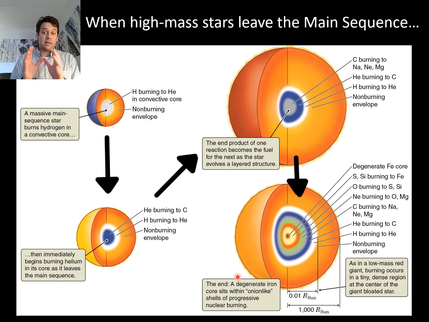But it's important to highlight here, and we're going to talk more about it, this fusion process stops at iron. Okay, so at the last step, you form iron, that iron collects in the core, but you're not going to fuse that iron. And we're going to talk very shortly about why.